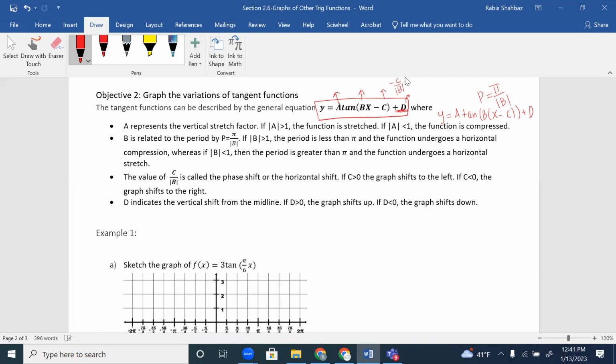So that was a short and sweet introduction to tangent functions. In the next video, I will be graphing some of these transformed tangent functions. So stay tuned.